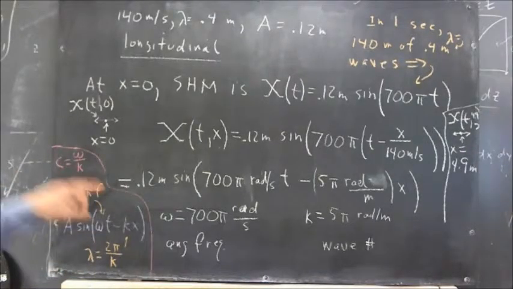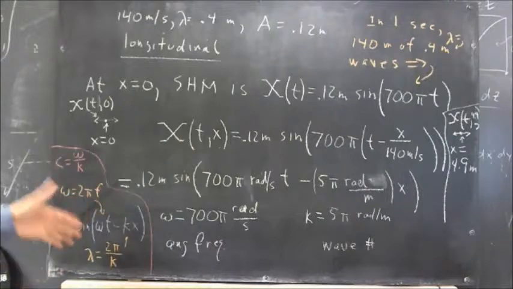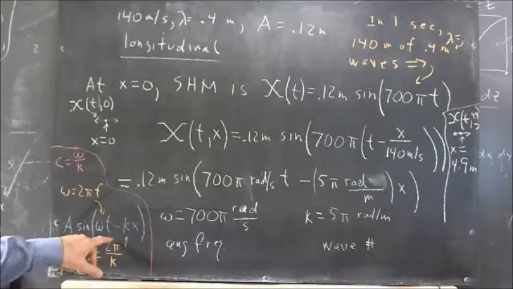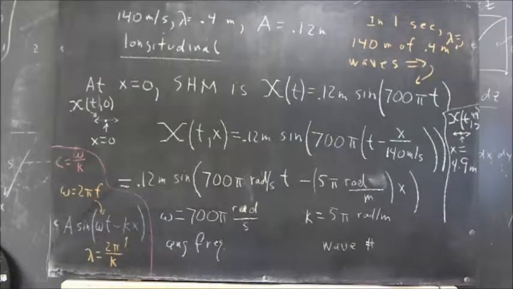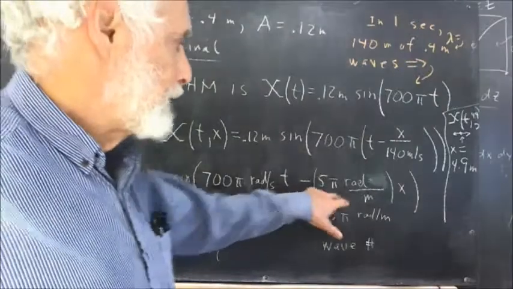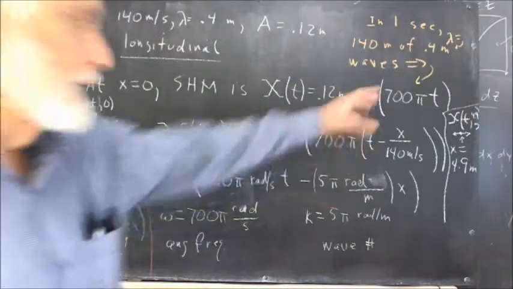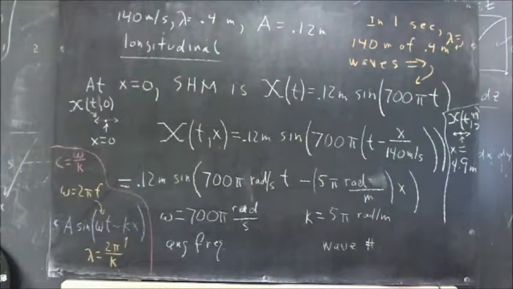Omega is 2 pi times the frequency. Frequency could then be omega divided by 2 pi radians, of course. The wavelength is 2 pi over k. And you can reason that out simply enough here. Where did that 5 pi radians per meter come from? If you go back and see how that arose, you can get the connection.